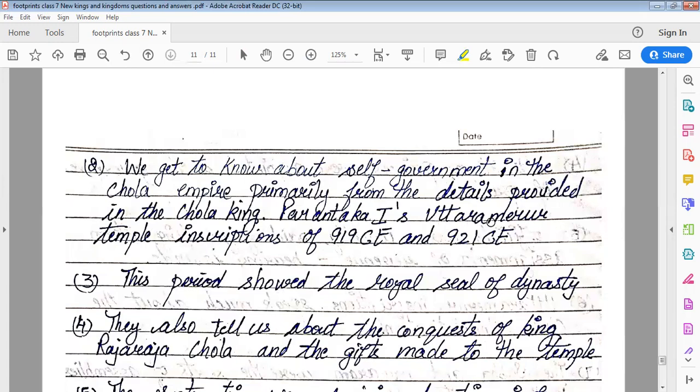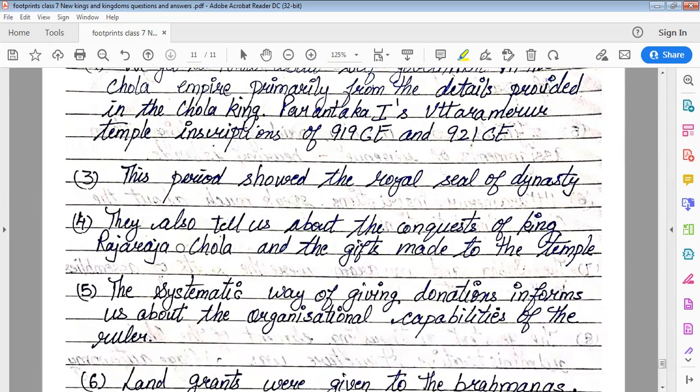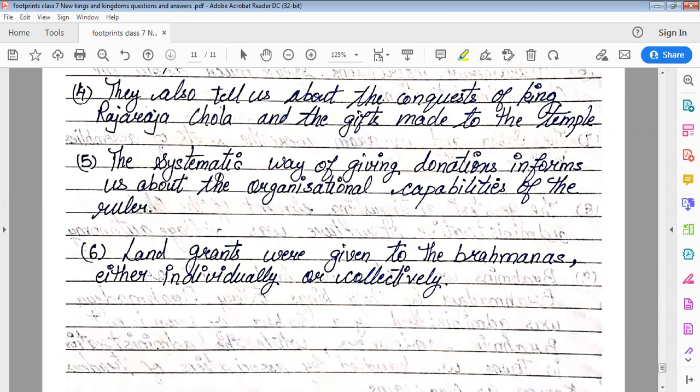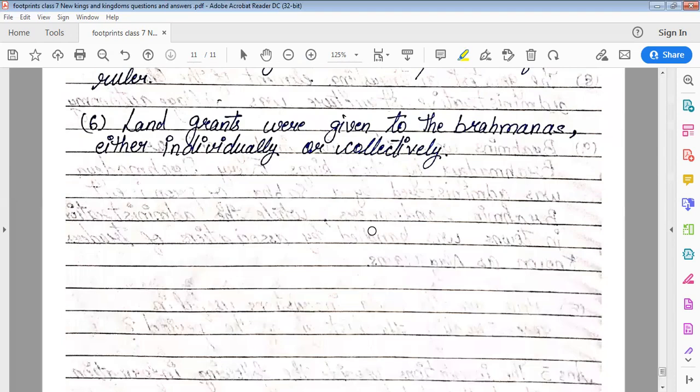Karnataka and the Uttaramerur temple inscriptions of 919 CE and 921 CE. This period shows the royal seal of the dynasty. They also tell us about the conquests of King Rajaraja Chola and the gifts made to the temple. The systematic way of giving donations informs us about the organizational capabilities of the ruler. Land grants were given to the Brahmans either individually or collectively.